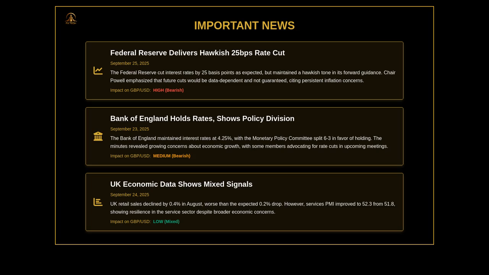Looking at our market overview, pound sterling to US dollar closed at 1.3460, down 0.26% for the week. The pair traded within a range of 1.3350 to 1.3520, showing increased volatility following central bank decisions. Technical indicators point to emerging bearish momentum with RSI at 42.5 and MACD turning negative. The price sits between key moving averages, suggesting a potential trend shift as bearish pressure builds.